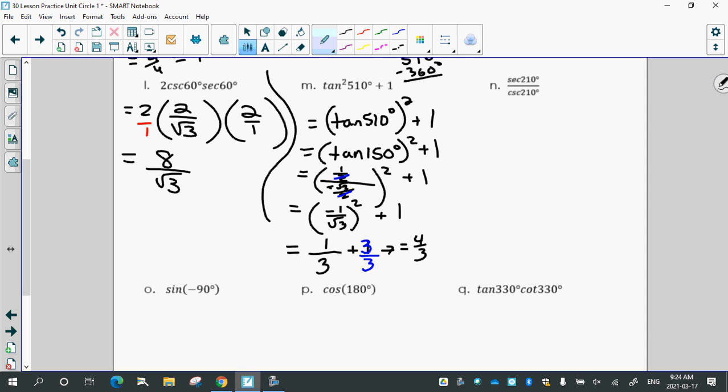Okay? All right, so this wants the sec of 210 divided by the cosecant of 210. So try that one, sec of 210 divided by cosecant.